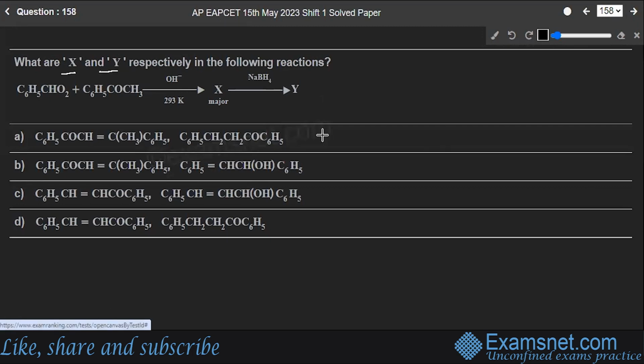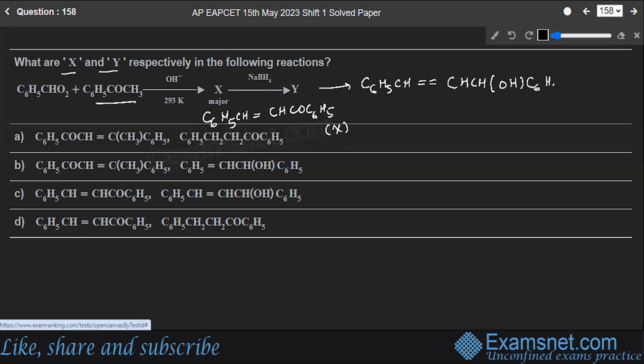What are X and Y respectively in this particular reaction? So let's complete the reaction first. You have C6H5CHO plus this, in the presence of hydroxyl ions at 293 Kelvin. This gives you X. This is C6H5CH=CHCOC6H5. This is your X. And then this is further reacted with this reactant, and you have the Y as C6H5CH=CHCHOHC6H5. This is your Y. So looking at this, you have this as the right answer, option C. Hope you understood. Next is 159 question.